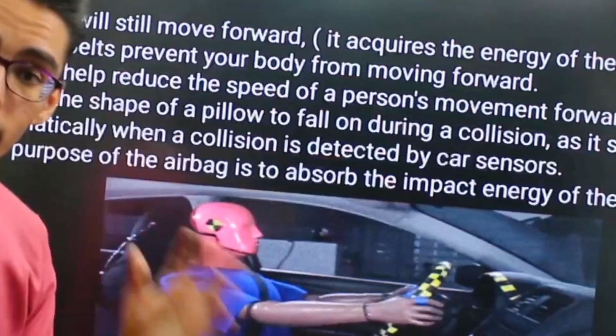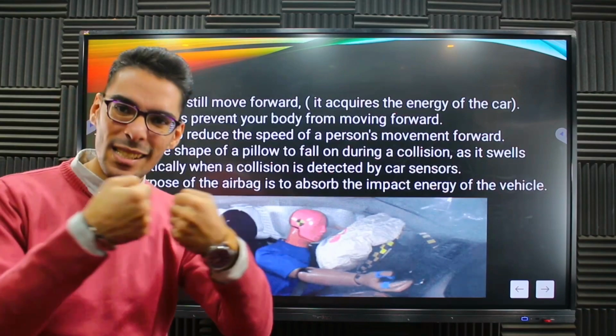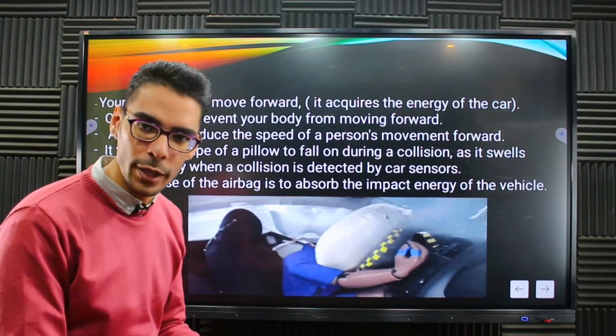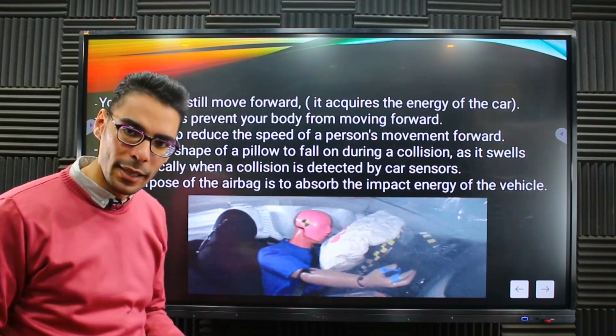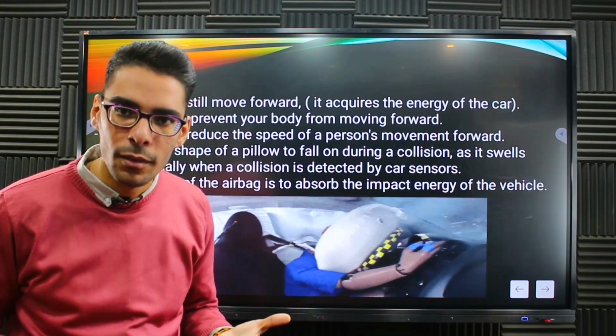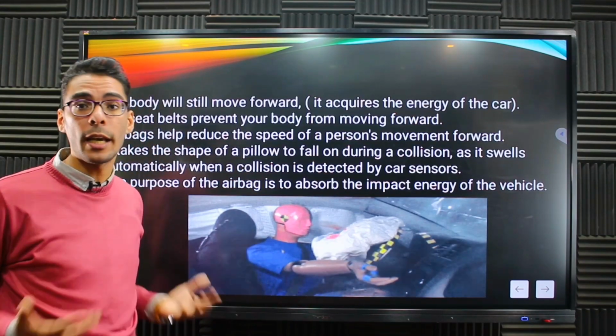Take a look here. Sometimes you can crash your car. This is a kind of collision. If you crash with another car, an accident happens. So how do you protect yourself during a collision? Excellent. You have two ways in the car to protect yourself.